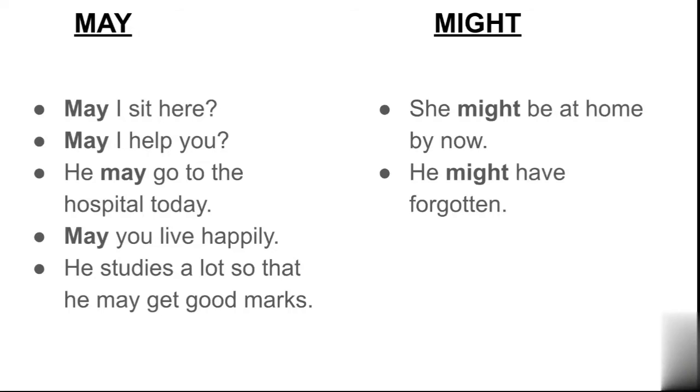May. It is always used to ask for permission, to give or take permission. In that way we can use may. First of all, see the example: May I sit here? So here it's asking a permission. May I help you? These are the permissions we usually ask.